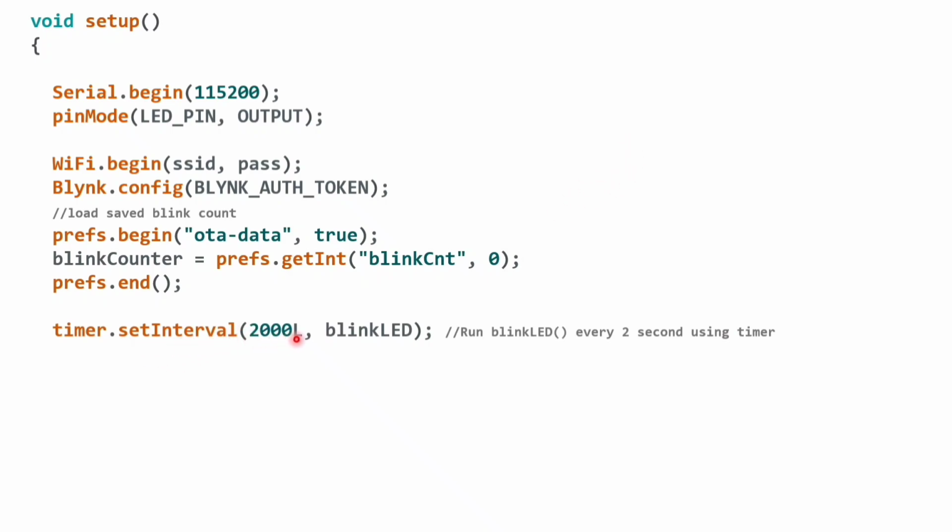timer.setInterval 2000L blinkLED. So this function will call the LED blink function, or blink LED function, every 2 seconds. If you write 1000, it will call this LED blink function, which we have already discussed, every 1 second. And what this function will do, it will toggle the LED for the given period of time. Okay. And finally, end of this setup function.